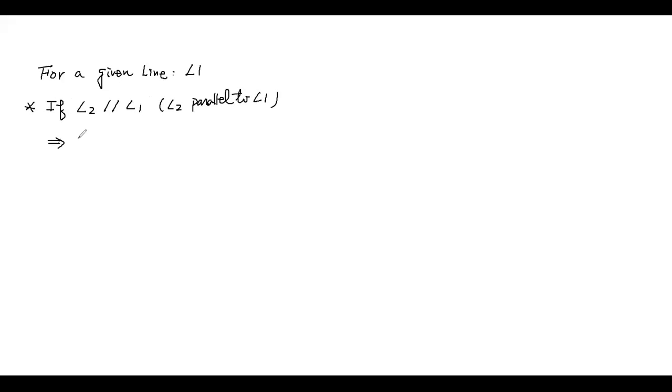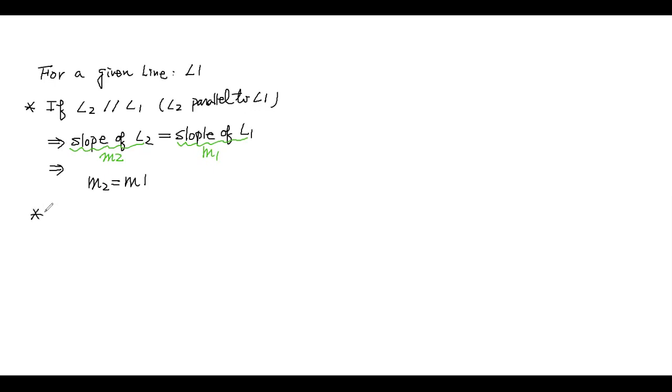If L2 is parallel to L1, then these two lines have the same slope. The slope of L2 will be equal to the slope of L1. If I set the slope of L2 equal to M2 and the slope of L1 equal to M1, then M2 is going to equal M1.